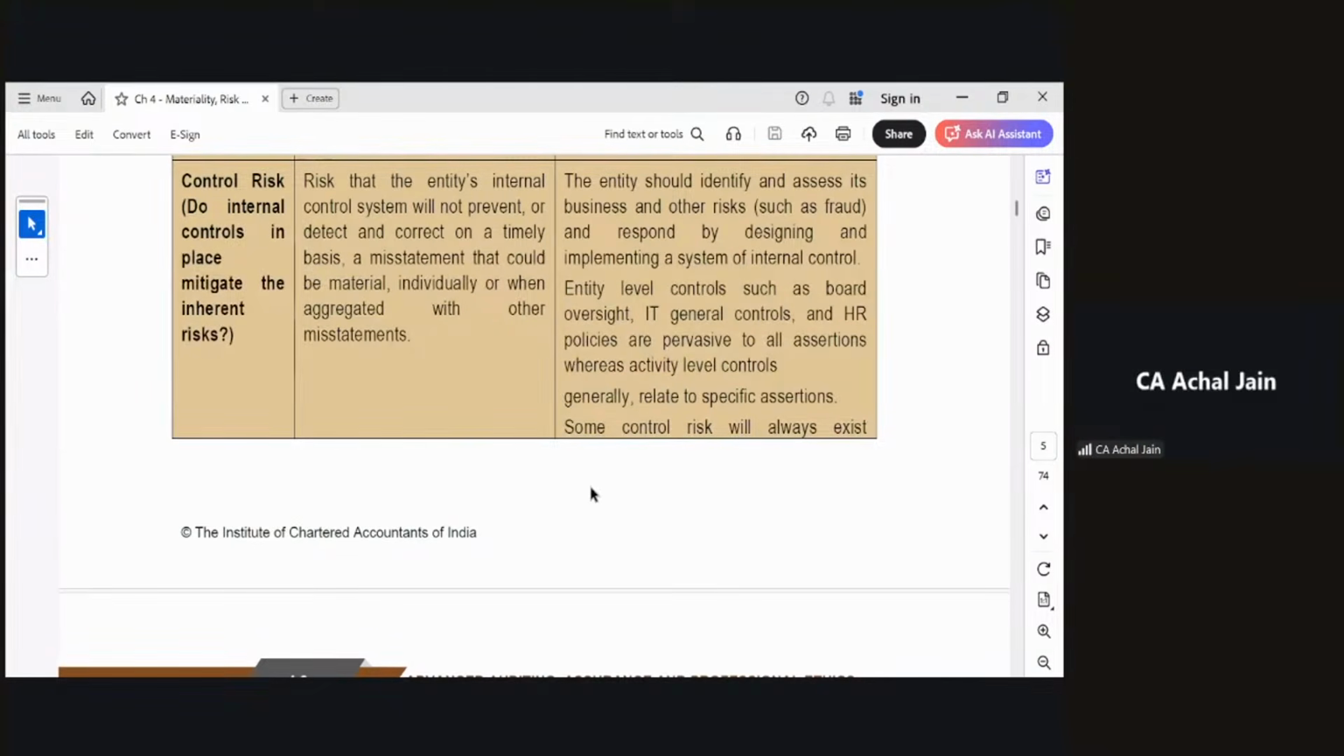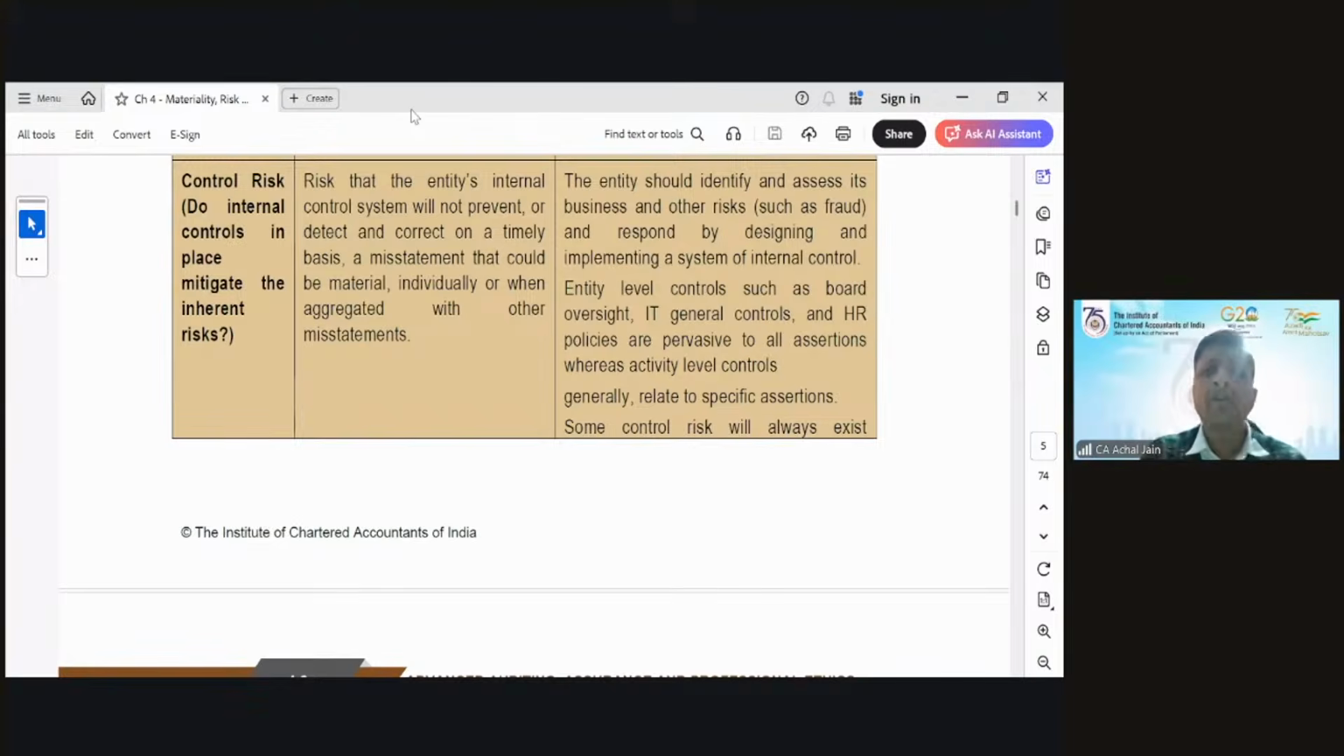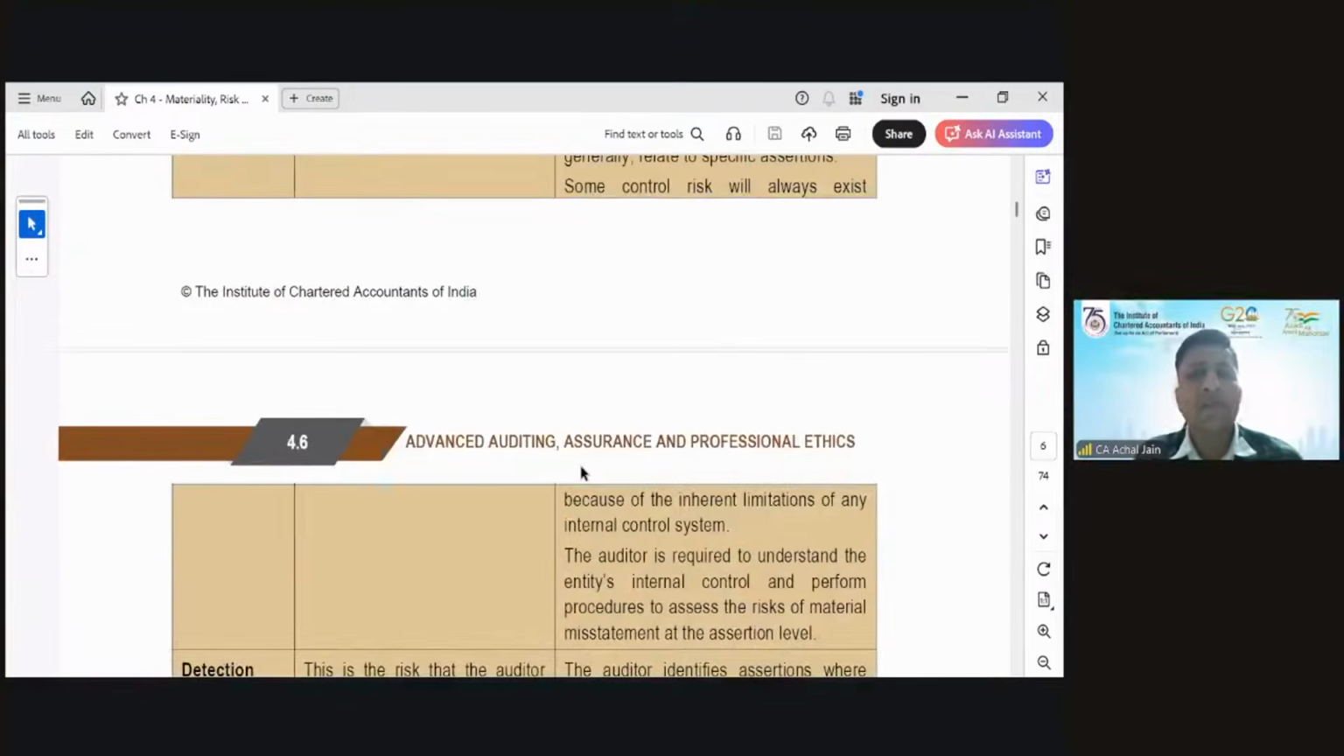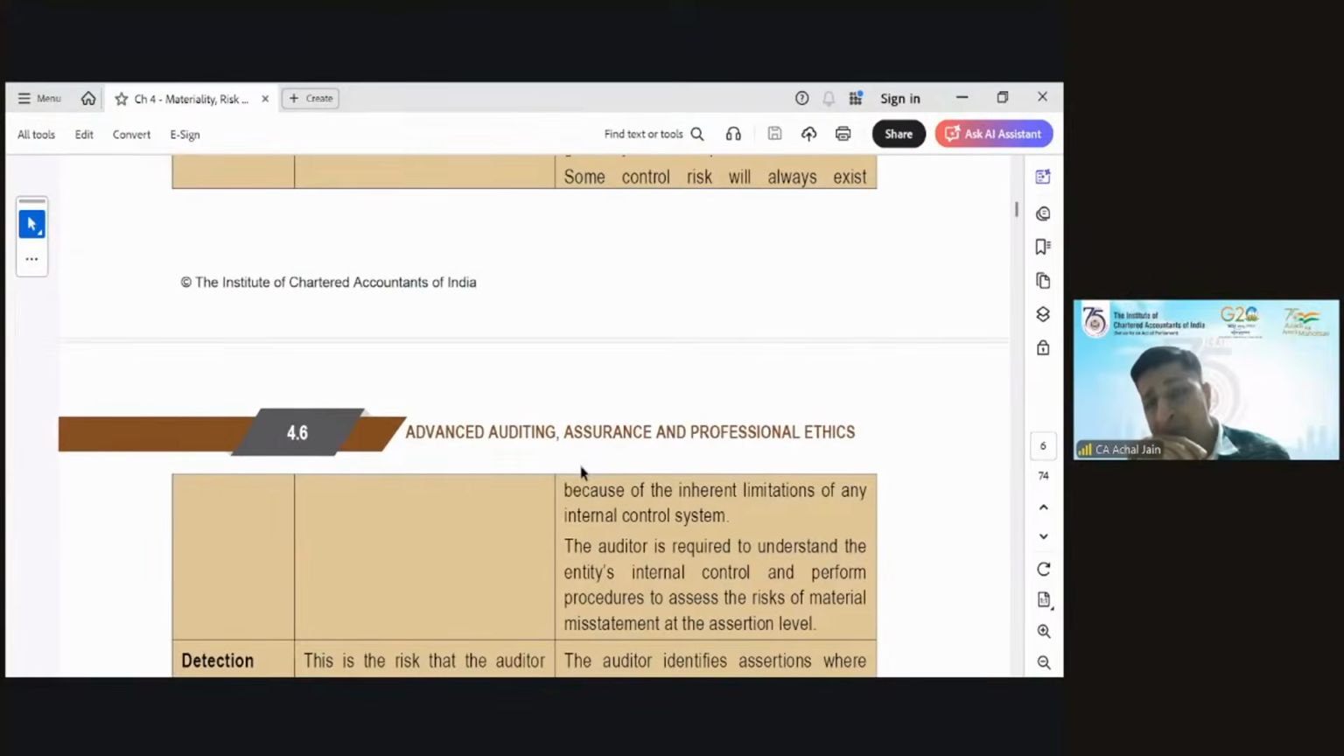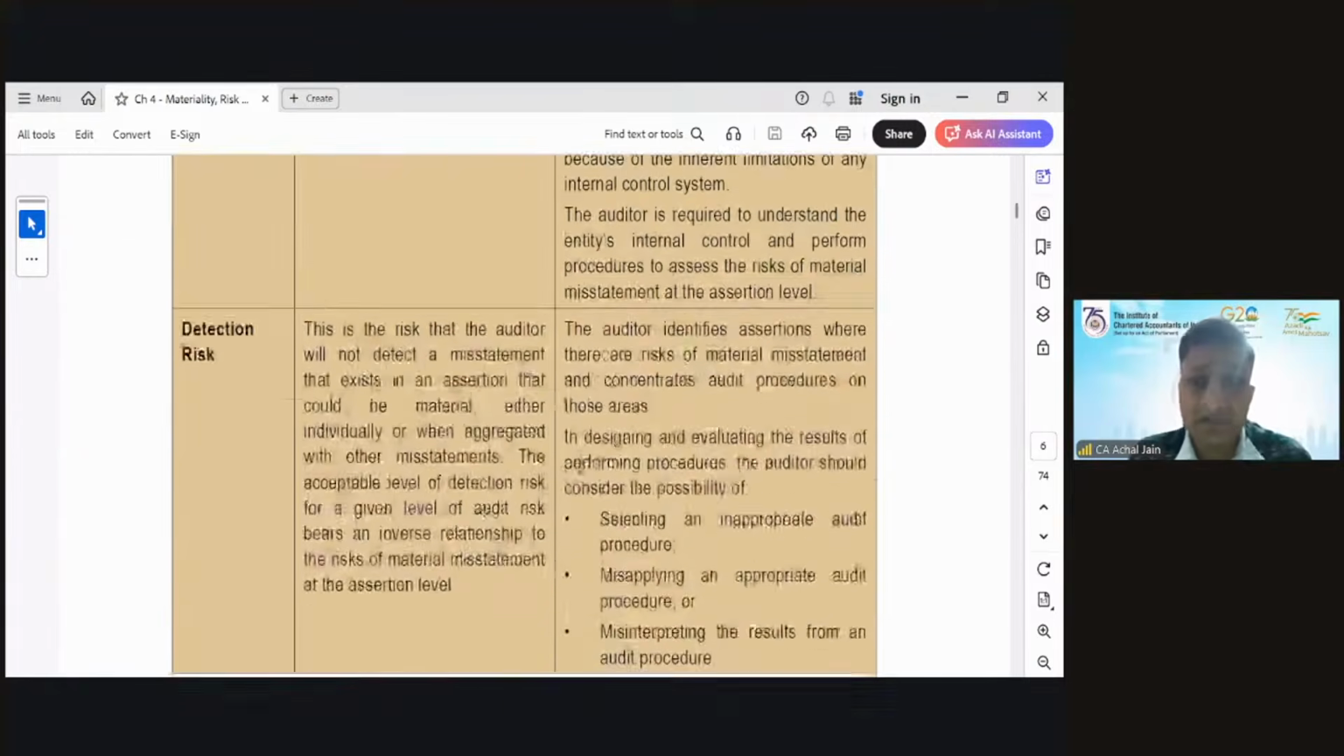Now, the entity should do what? The entity should identify and assess its business and other risks, including anything around fraud, and should design and implement a system of internal control, wherein you'll have different types of controls. So we are actually talking about a control system to be in place. Despite that, some control risk will always exist because of the inherent limitations of any internal control system.